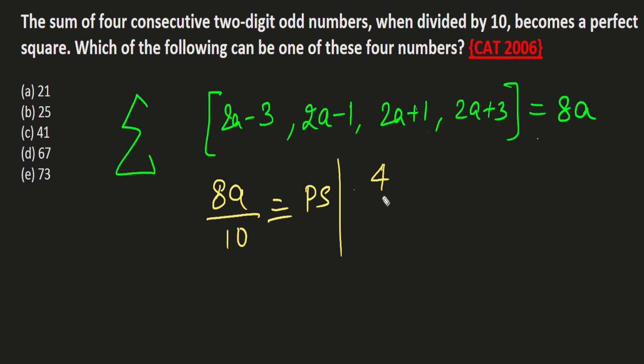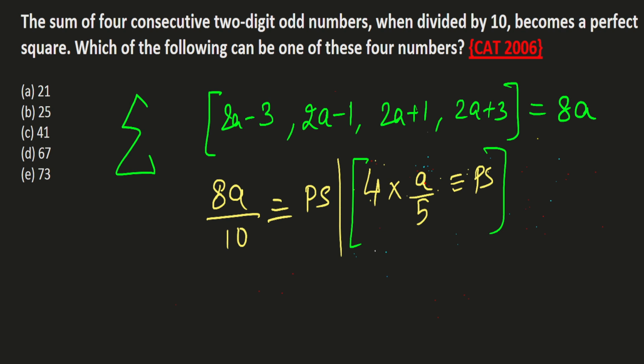If I simplify this a little bit, you get 4 by 5 times a as a perfect square. Or if I write this in a different way, 4 into a by 5 should be a perfect square. Let me try to articulate what I can make of this. The product of these numbers has to be a perfect square. 4 already is a perfect square. A by 5 needs to be a perfect square. So a needs to be a number which when divided by 5 gives me a perfect square.